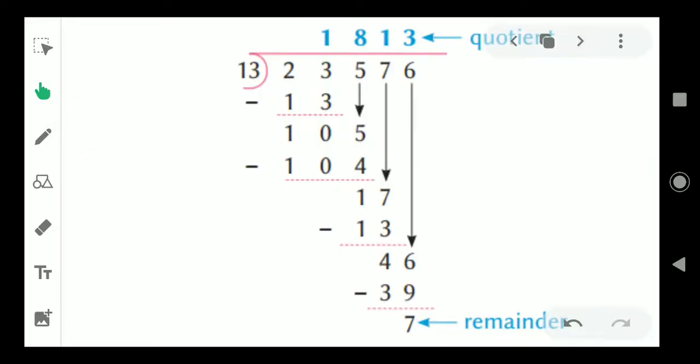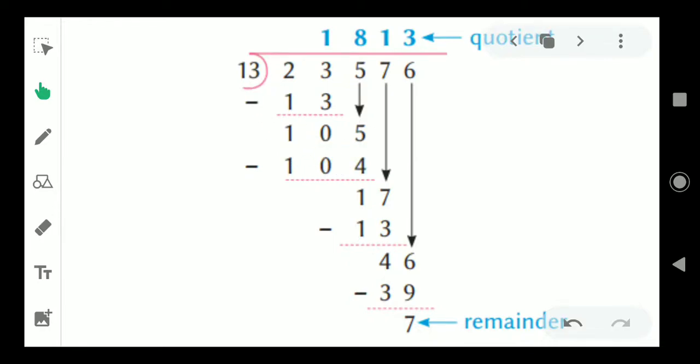In this question also the same method is followed. You please try it. 23,576 divided by 13. First two digits, 23. In 23, how many 13s? Only 1. 1 into 13 is 13. Now subtract. 3 minus 3 is 0. 2 minus 1 is 1. In 10 there is no 13.